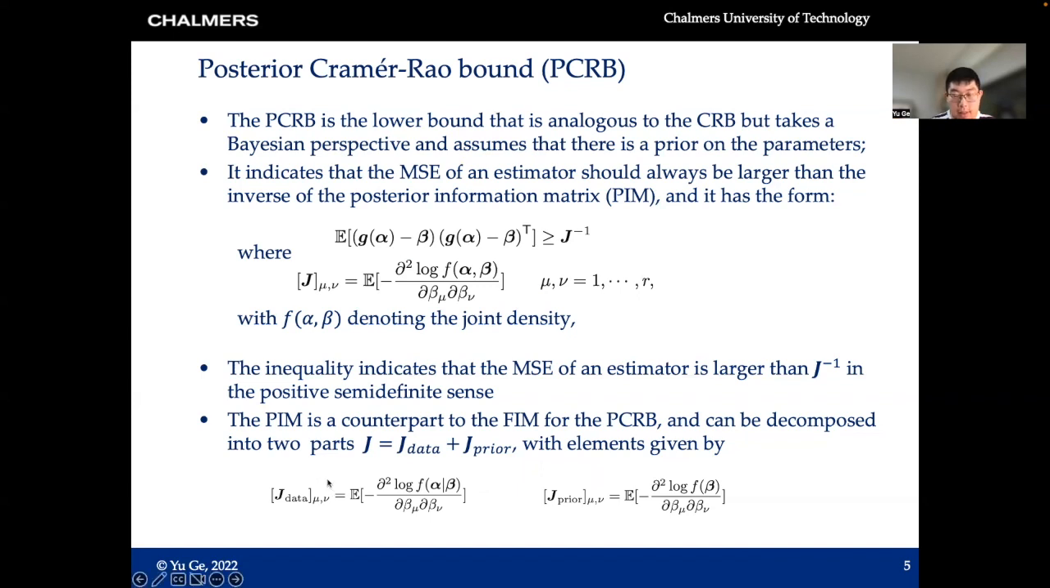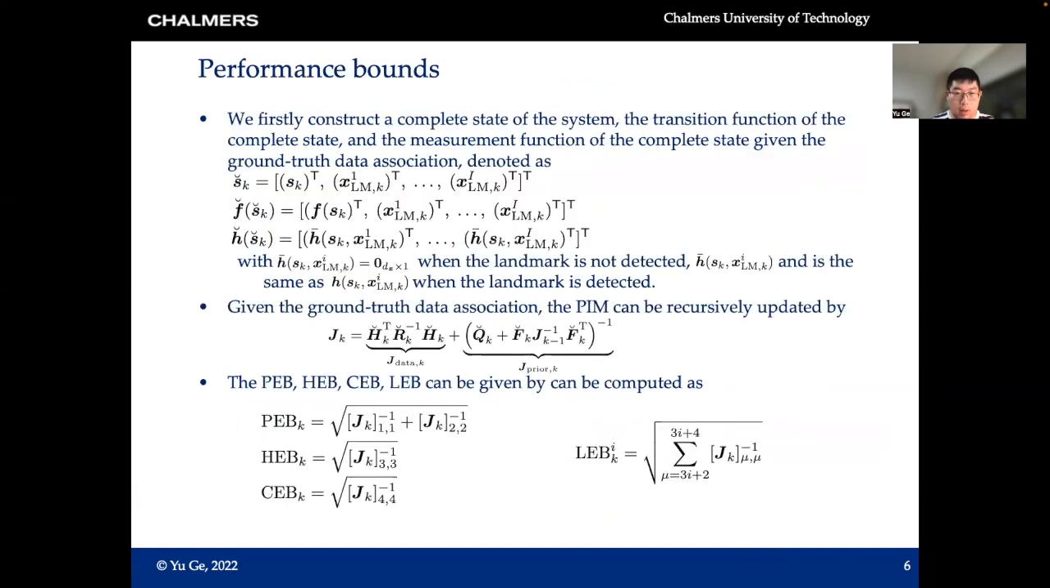The first part is the standard FIM, which contains information obtained from the measurement. And the second part is the prior information matrix, which contains prior information. To compute the bounds, we first construct the complete states of the system, the transition function of the complete states, and the measurement function of the complete states given the ground truth data association. We can then compute the PIM by this equation, where H and F are the Jacobians evaluated at the true state, and R and Q are the covariance matrices. And this J is the PIM from the last step. Then we invert the PIM, and the required bounds can be easily computed by these equations.